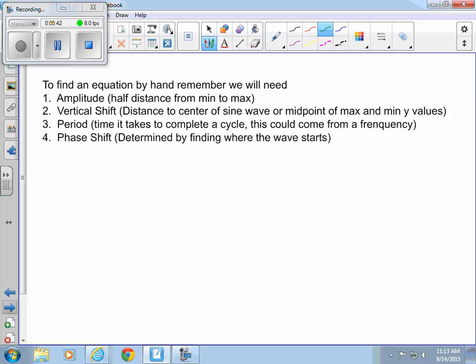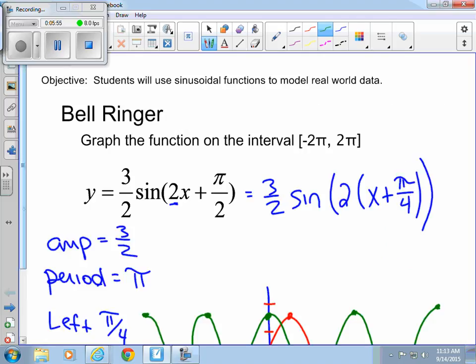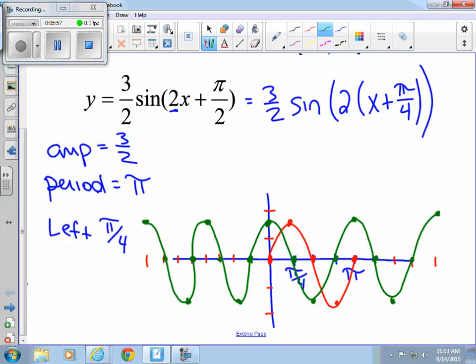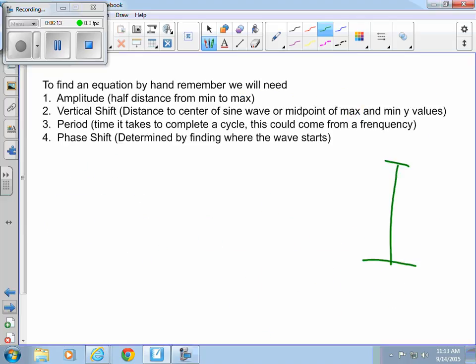Okay. The top value, which is not the period, the very top value to the very bottom value, half of that distance is the amplitude. So if we go back to the bell here, this is 3 over 2. This is negative 3 over 2. The distance between that would be 6 over 2, or 3 units. Half of that distance would be the amplitude. You need to know that. Just write it down.